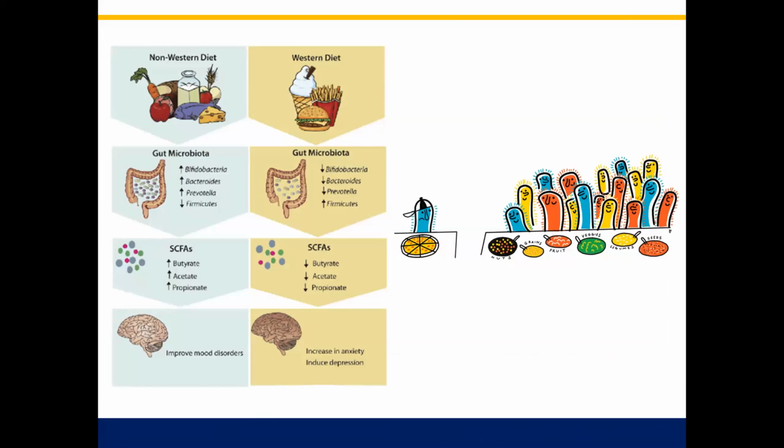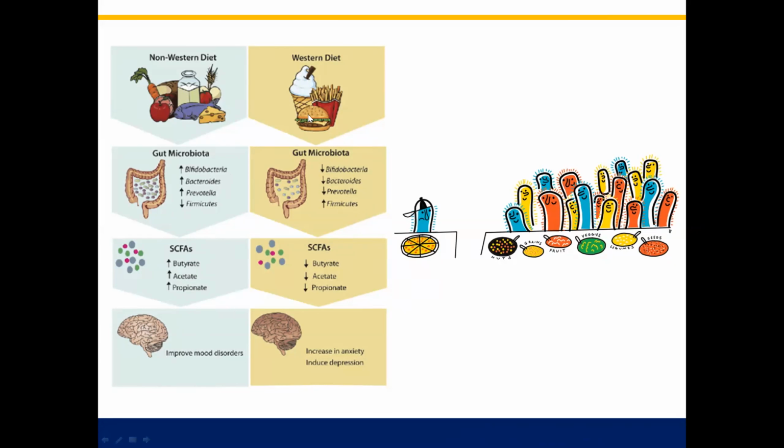This is an example which clearly explains how diet plays a role. You can see here that non-Western diets, like fiber-rich foods, can increase the microbial diversity in the gut microbiota, where bifidobacteria, bacteroides, and prevotella are increased, and there is a decrease in firmicutes. As a result, short-chain fatty acids like butyrate, acetate, and propionate can be increased, which can improve mood. So the mood of a person can depend upon the food which we take.